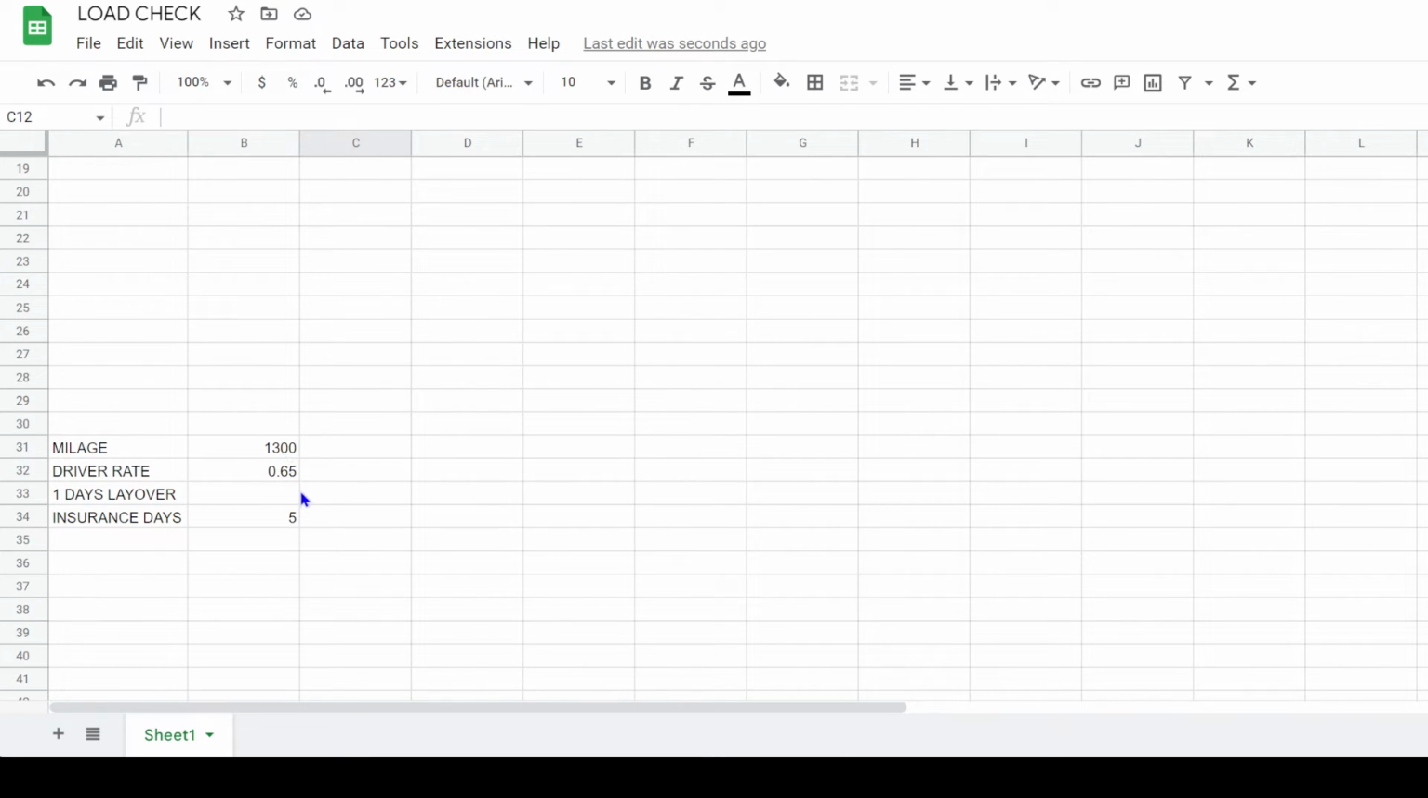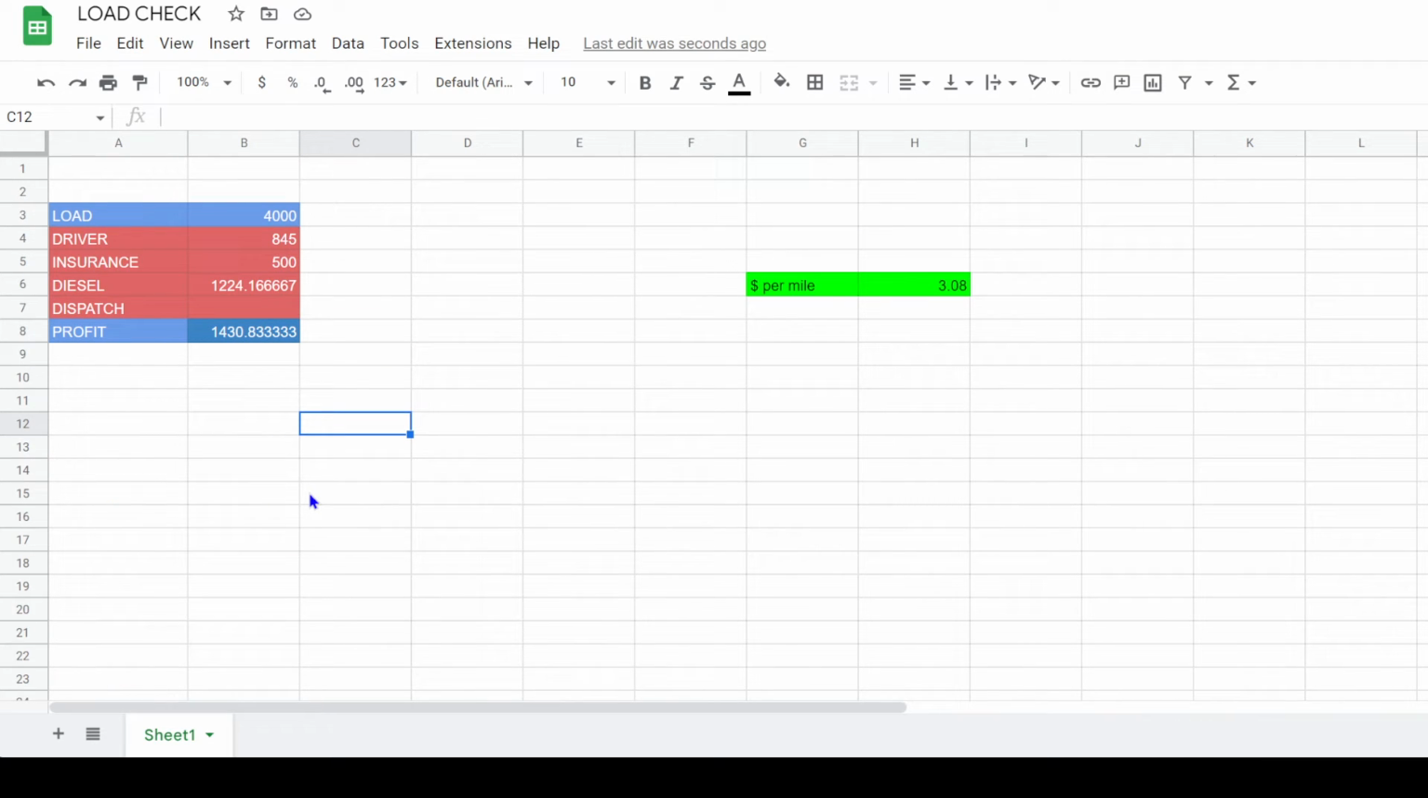So it says here: mileage 1,300, driver salary 0.65 per mile, insurance days 5, layover 0. I'm no longer paying layover or detention. I don't pay nothing unless the broker pays for it. That's how the market is right now. I cannot help myself, so it is what it is. Driver is gonna get paid $845. The insurance is gonna be 500 because it's 5 days.